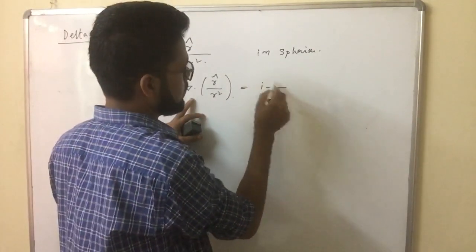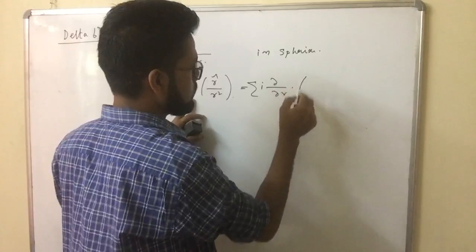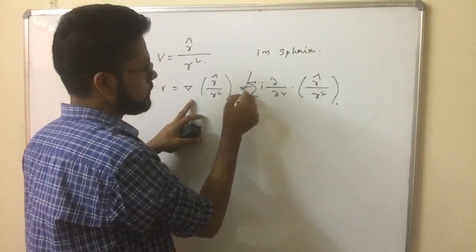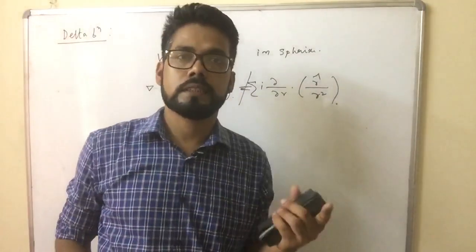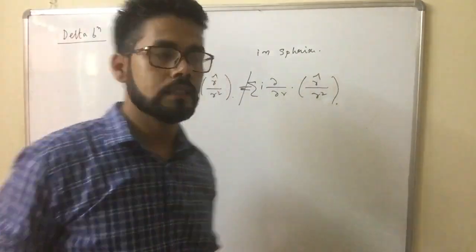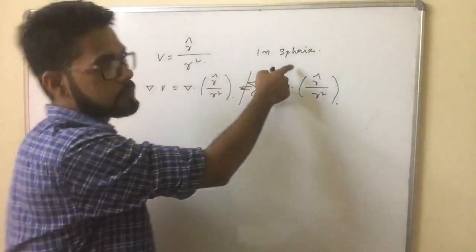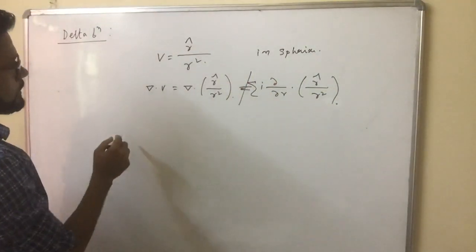I cannot put it like this, because I have told you that in a spherical coordinate system we have to use the divergence formula differently. The general theory of divergence is different. Since this function is for a spherical system, in that case I have to use the general formula.